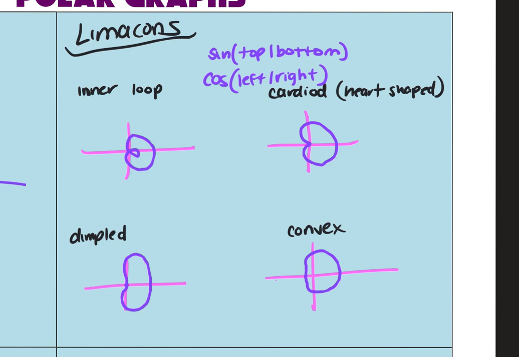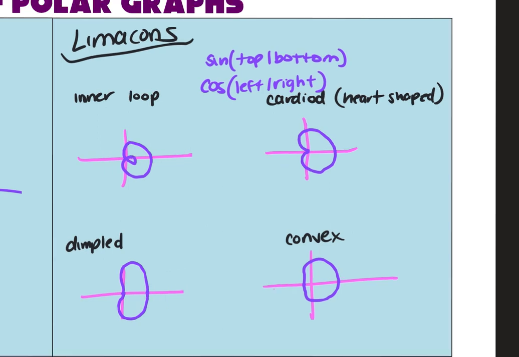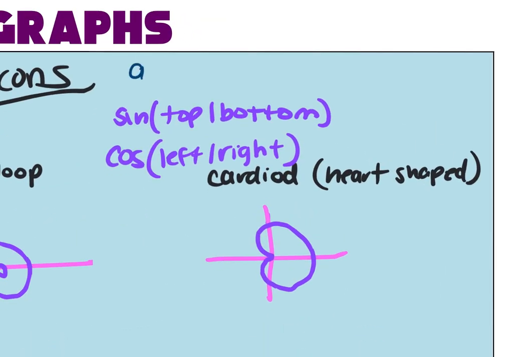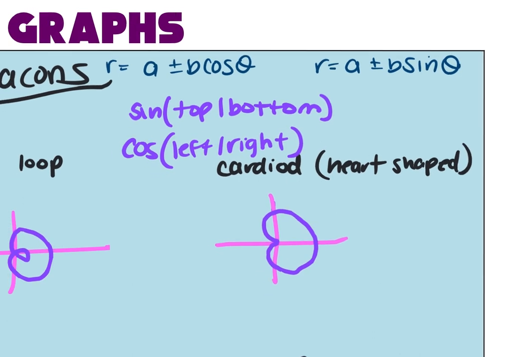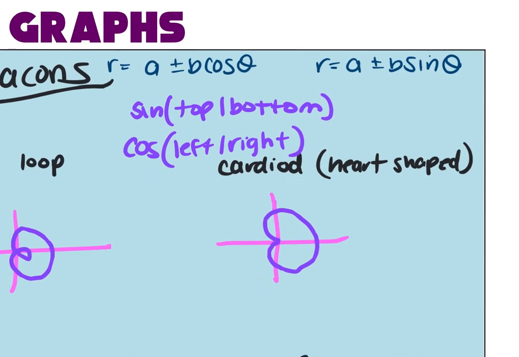And then the way you know which one is which is your A and B values. So the equation for these are r equals A plus or minus B cosine theta, or A plus or minus B sine theta. You will know it's a limaçon if there is something added or subtracted from it. And then we're going to ignore the signs and we're going to grab A and B.